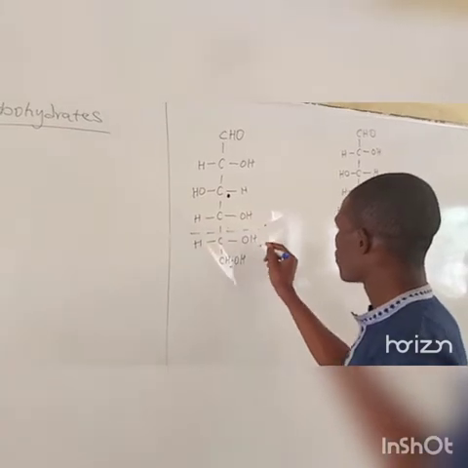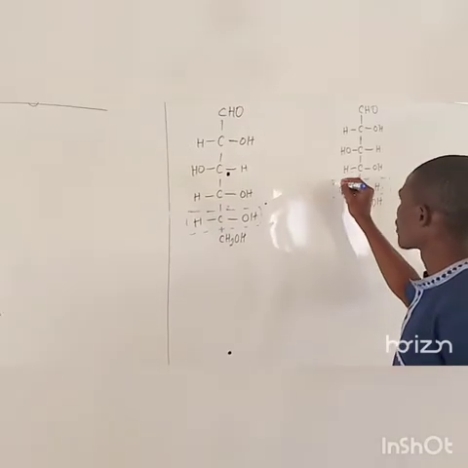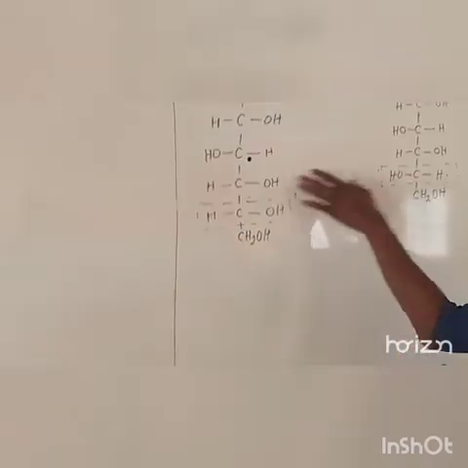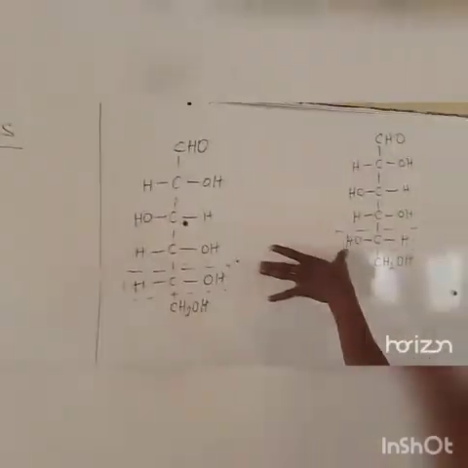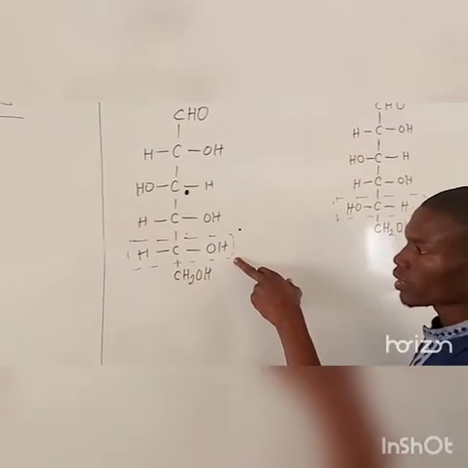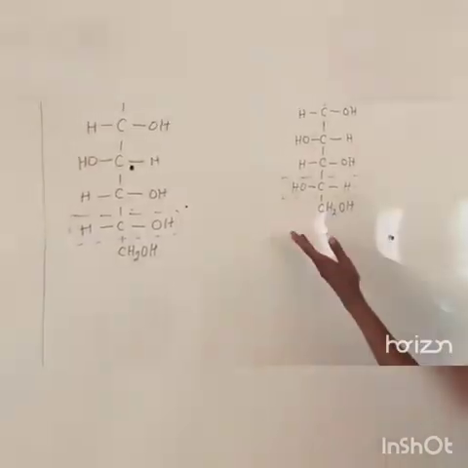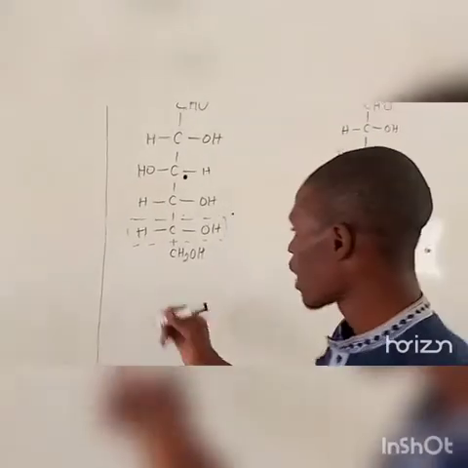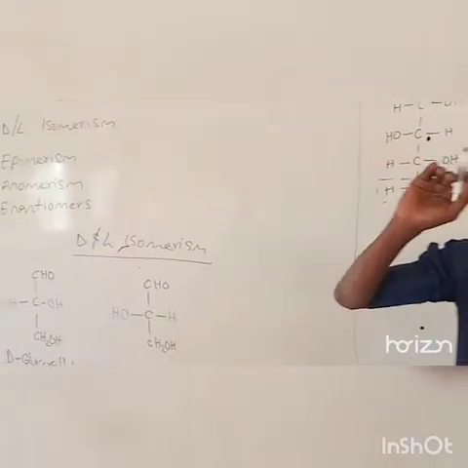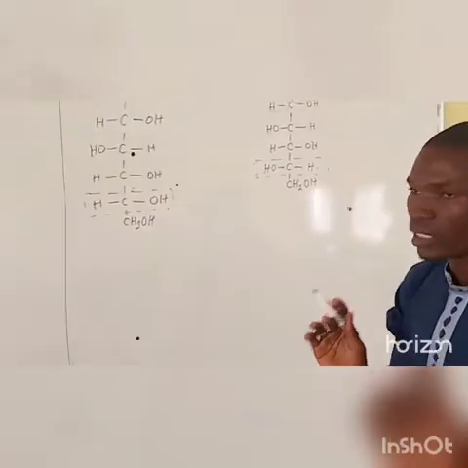In D and L isomerism, this is the place we always centralize our attention. Now look at this. They only differ in this penultimate carbon. Every other thing is the same, but there is a difference in this penultimate carbon. So now what happens? In this first one, it is rotated right, while the second one is rotated left. Whenever it is rotated right, it is called a D isomer, and whenever it is rotated left, it is called an L isomer. Since it is located right, we call it a D isomer.